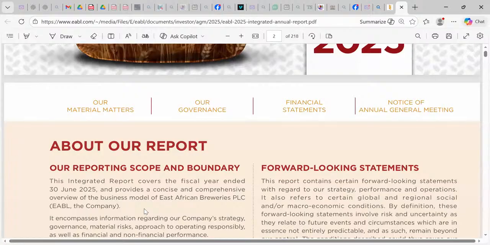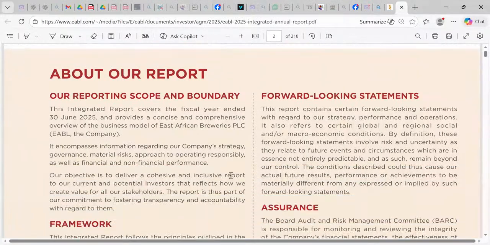It encompasses information regarding our company's strategy, governance, we spoke about this, material risks, approach to operating responsibly, as well as financial and non-financial performance. We spoke about these components. I hope you're able to see them. Our objective is to deliver a cohesive and inclusive report to our current and potential investors that reflects how we create value for our stakeholders. And really, that is about integrated reporting. It's about how you create value in the short term, medium term, and long term.